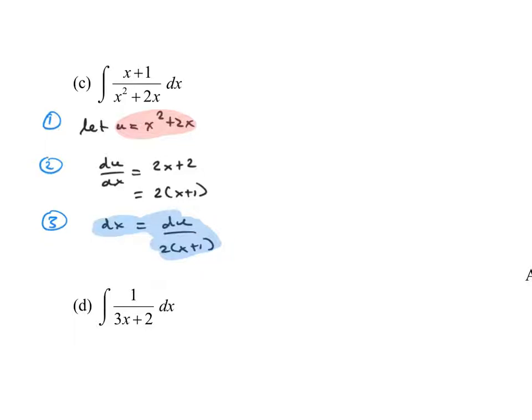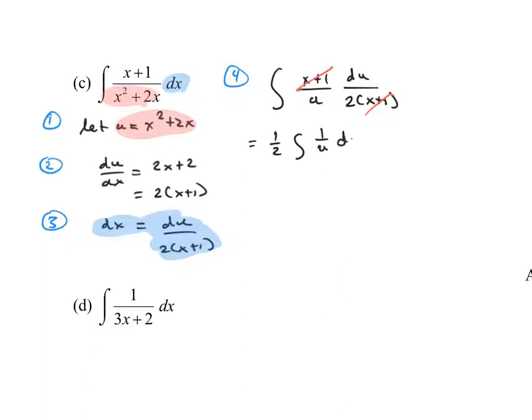So let's go ahead and replace in for u, and we need to replace in for dx in the original integral and rewrite it. So step 4, I would have the integral of, on top I still have the x plus 1, on bottom instead of x squared plus 2x, that's u, and then instead of dx I had du over 2 times the quantity x plus 1. So when I simplify that, the x plus 1 simplify, I realize that the 2 is just a constant multiple. It's actually a constant multiple of 1/2, so be careful. So this is 1/2 times the integral of 1 over u du.